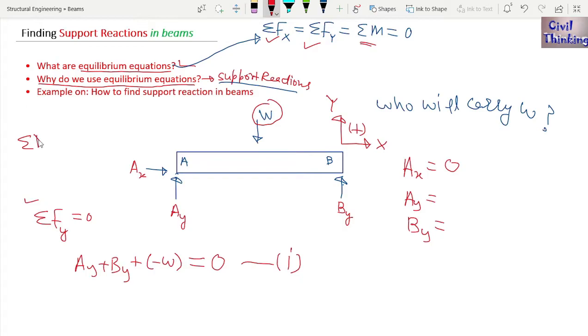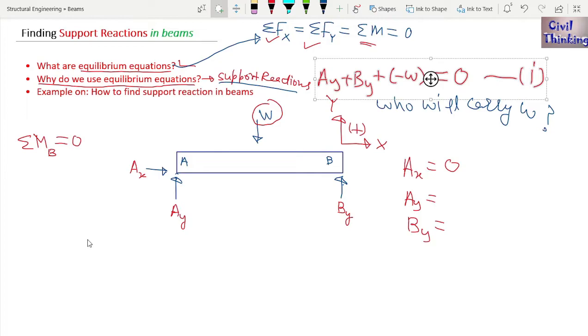Now summation of moment is equal to 0. What does that mean? The sum of moments at any point, let us say for example at point B, is 0. See what it is going to give. Now how do you find moment? Moment is force multiplied by distance, right? Let us say the total length is L, and W is at the midpoint. When it is at the midpoint, it means from here to here is L by 2, right? Because W is at the midpoint.